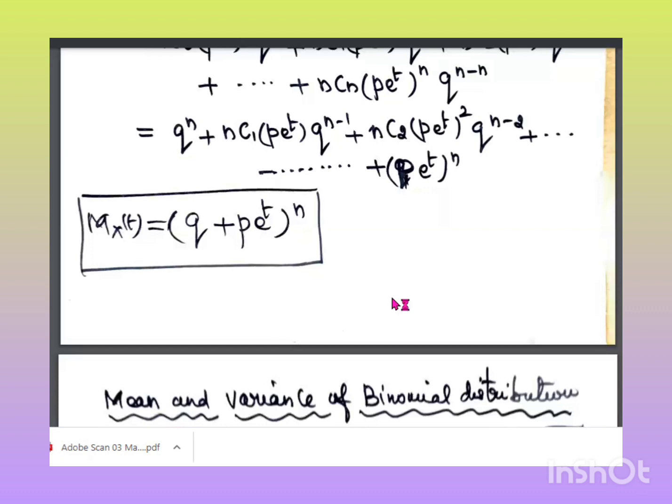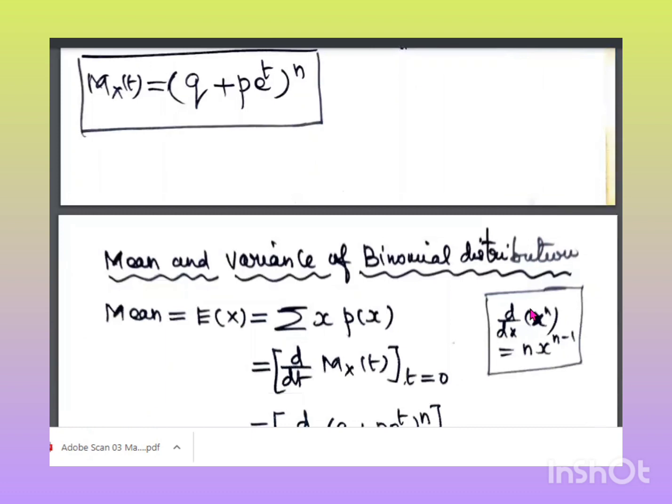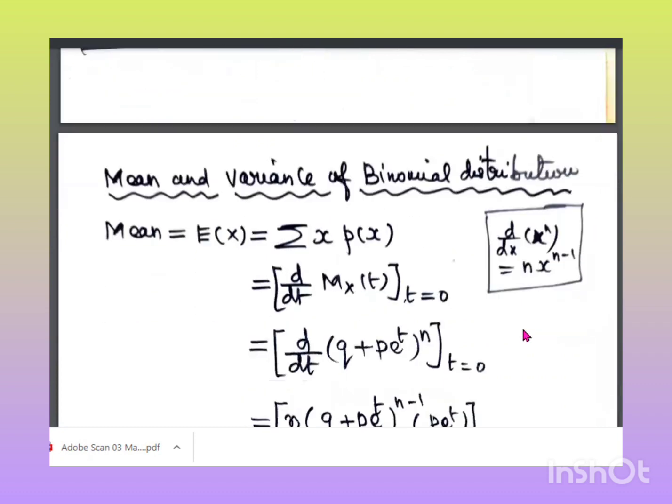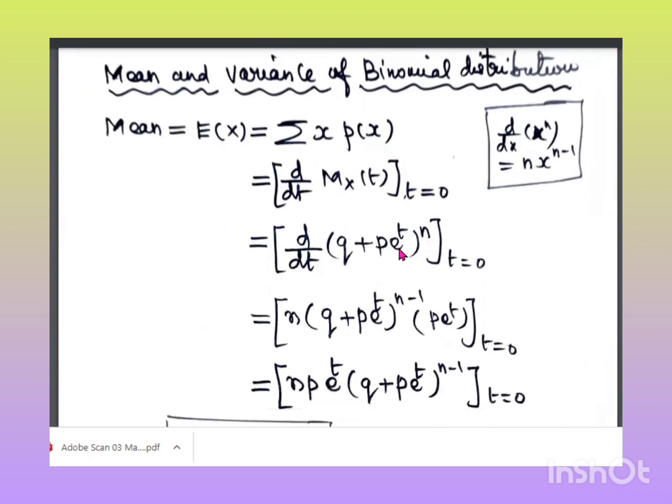But I used the method of the moment generating function. I am going to differentiate the moment generating function. So that's why I am writing here the formula for mean and variance of the binomial distribution. Mean is equal to E of x, which is summation x into P of x, and by the other method, d by dt of M_X of t at t equal to 0. What is M_X of t? d by dt of (q plus p e power t) whole power n at t equal to 0.